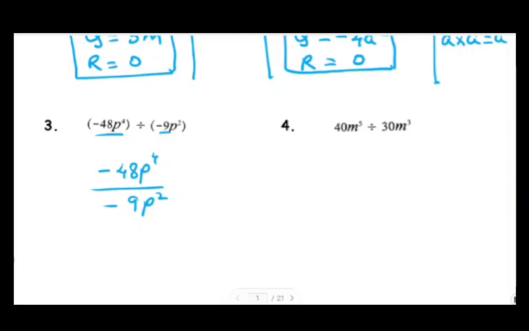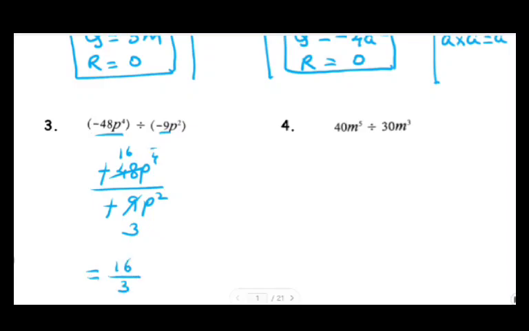Let's do this. 48 and 9 both come in 3's table. So 3 3s are 9 and 3 16s are 48. This minus and minus also will cancel out. Okay, we have 16 and 3, both of them don't go in the same table. So this remains as it is. I will just jot it down, 16 upon 3.